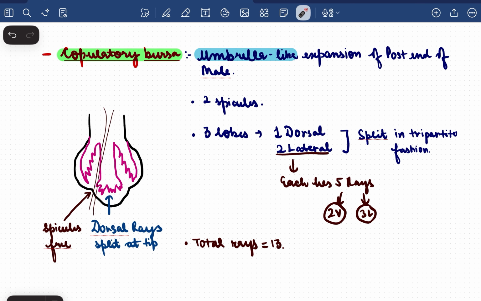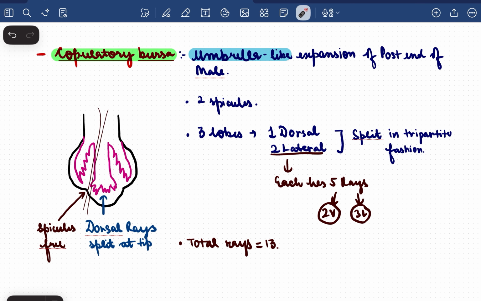Now, why is it important for us to understand the structure of the copulatory bursa? Well, because it is of taxonomic importance. You can differentiate one hookworm from the other with the help of this structure.